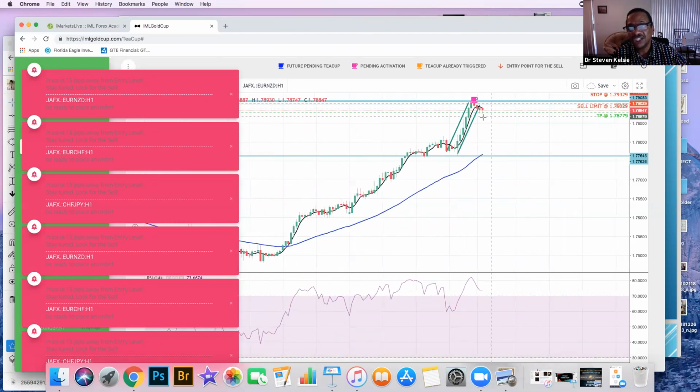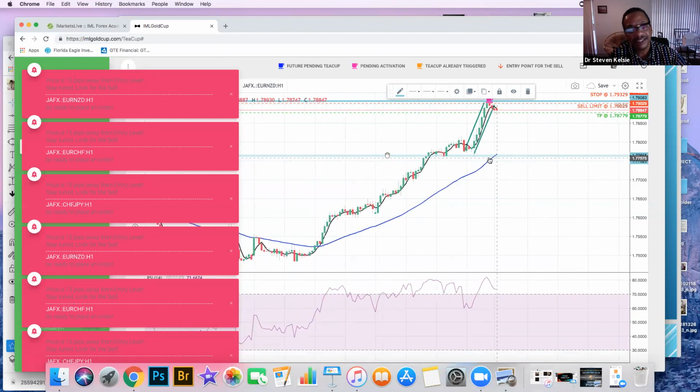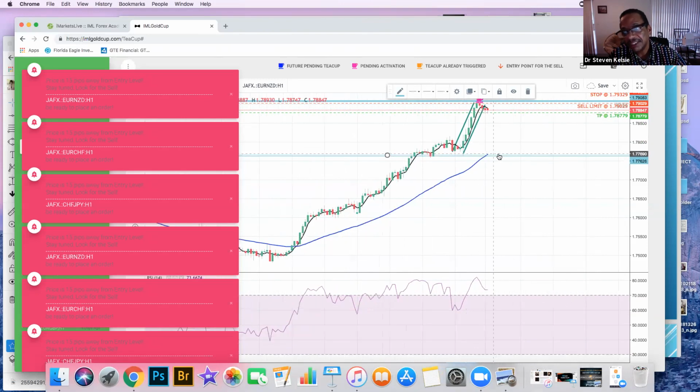It's at the ascending channel. Look at that. And it's almost at the take profit. So what would I tell somebody about this? My take profit wouldn't be right here. My take profit would be all the way down here where the floor is. Does that make sense? That's where my take profit would be.